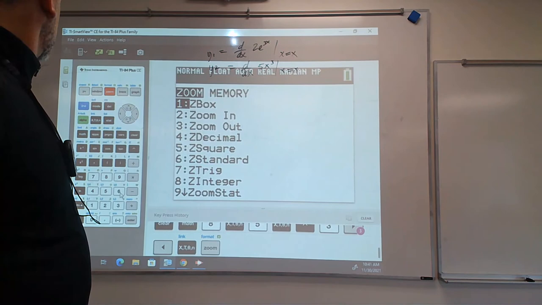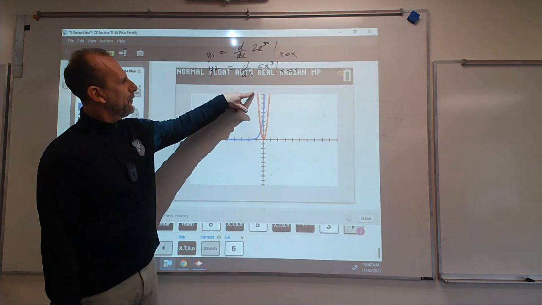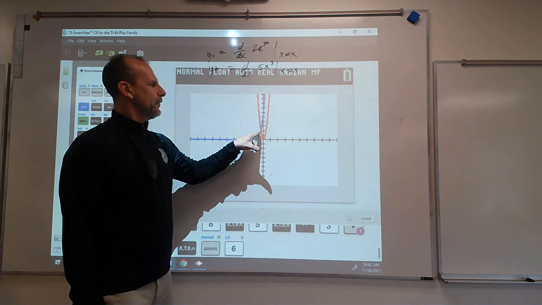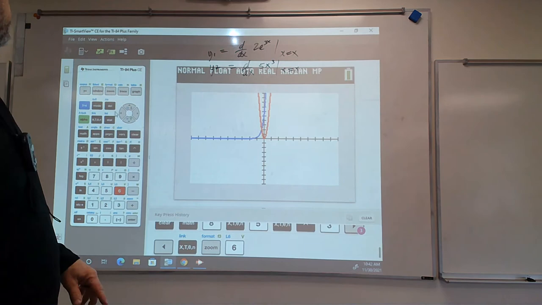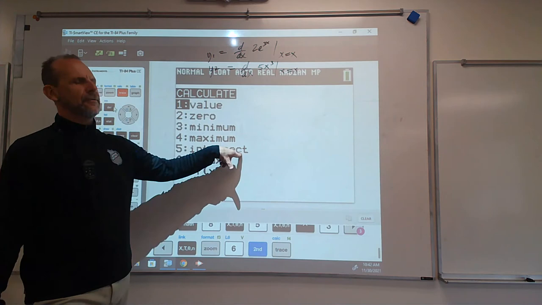So here's one of them. Here's the other one. There it is right there. So it crosses right there, which looks like it's going to be negative. To do this, we're not doing a zero. We're doing second, calculate, and it's called intersect. We haven't done intersect in a long time. That's when two lines intersect.